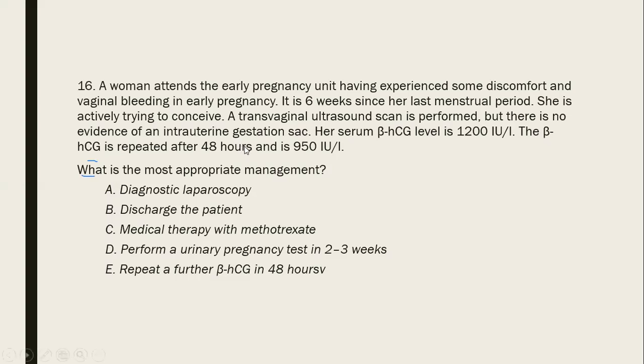Okay, a woman attends the early pregnancy unit having experienced some discomfort and vaginal bleeding in early pregnancy. It is 6 weeks since her last menstrual period. She is actively trying to conceive. A transvaginal ultrasound scan is performed, but there is no evidence of an intrauterine gestational sac. We solved this before, and there is a disagreement about the answer, right?